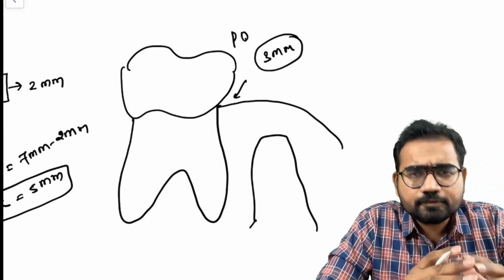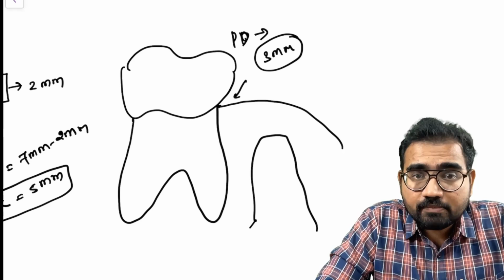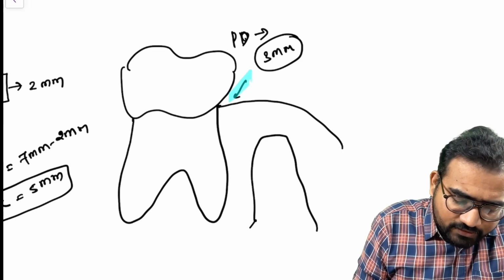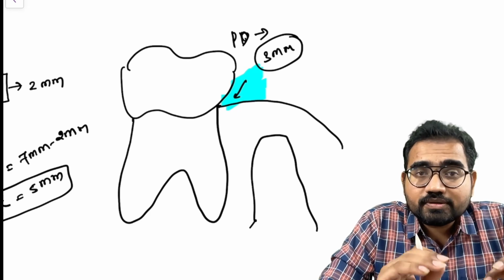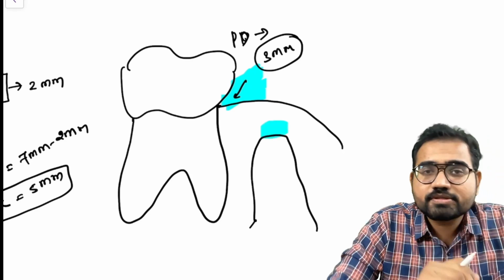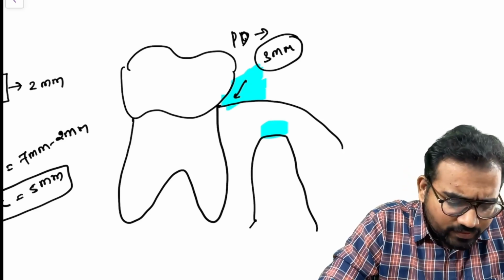What to do in this scenario? So the probing depth in this case will be 2 mm or 3 mm, but the patient is definitely having soft tissue loss, right? So this portion of the soft tissue is lost, isn't it? So there's definitely soft tissue loss. There is some amount of crestal bone loss, but the probing depth is 3 mm. How to calculate CAL? Very simple.